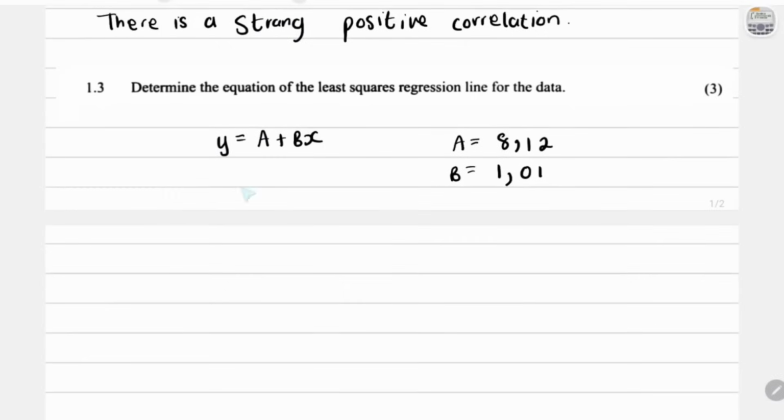And then we can go ahead and substitute. So this means that the equation of the least squares regression line is y equals 8.12 plus 1.01x. And that is our answer. Okay, now moving on to the next question.